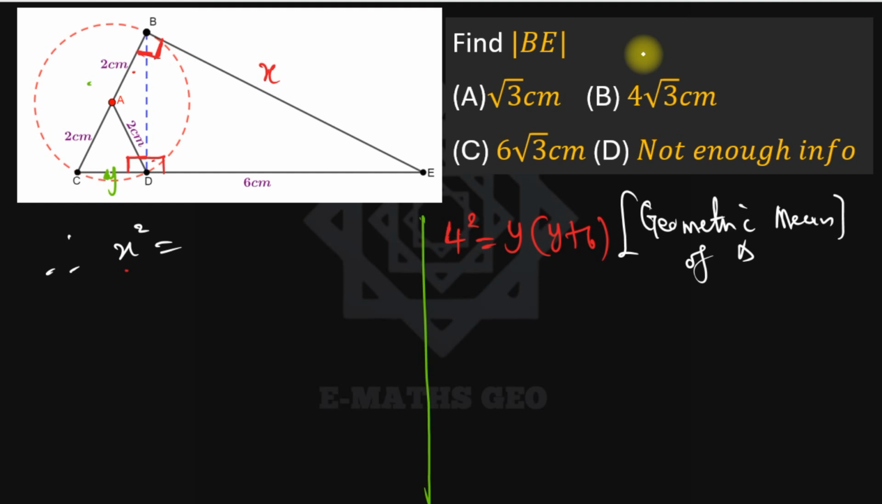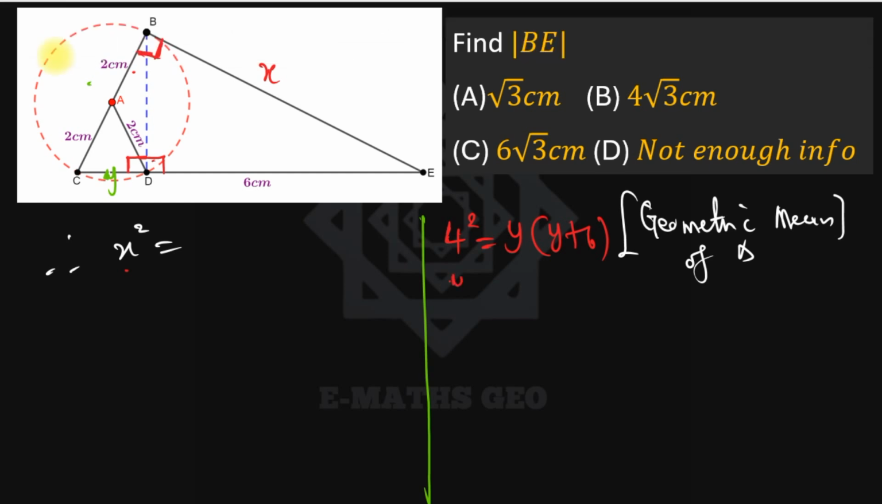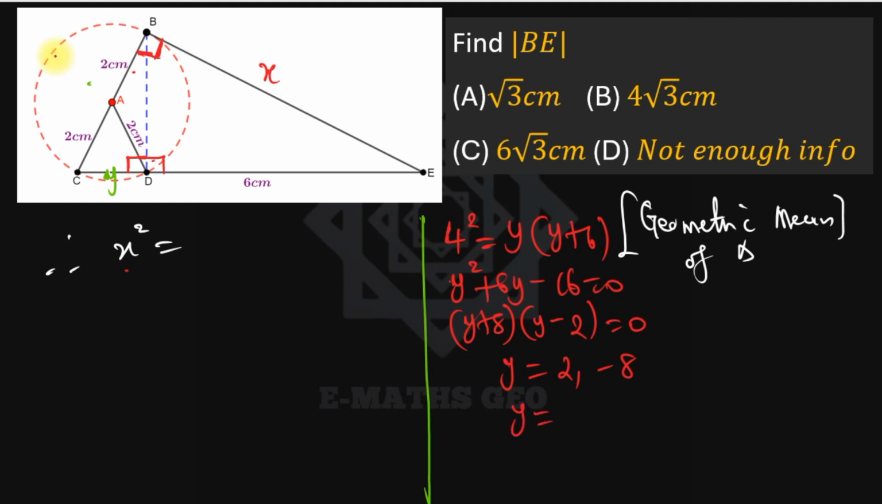This is 16, so this will lead to a quadratic equation: y squared plus 6y minus 16 equals 0. Factoring, we get y plus 8 and y minus 2, making y to be 2 or minus 8. But length cannot be negative, so y is 2.